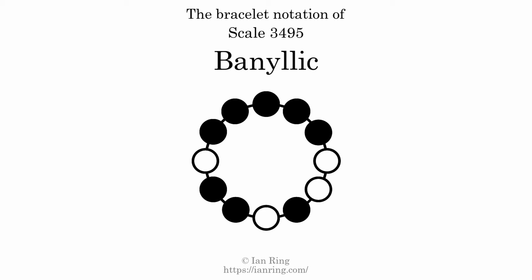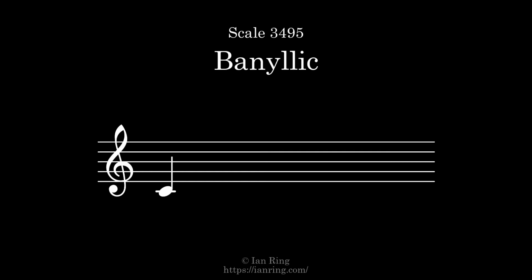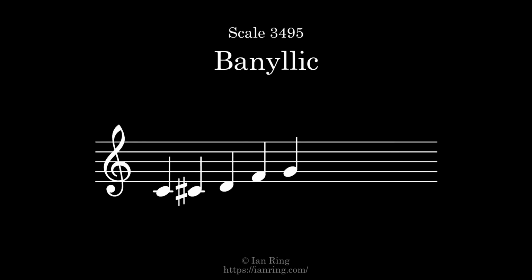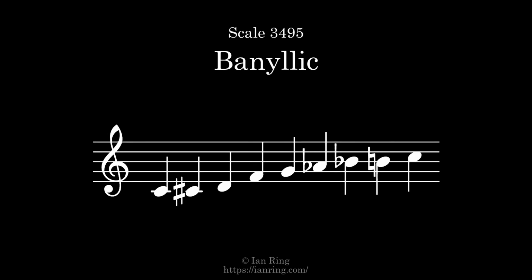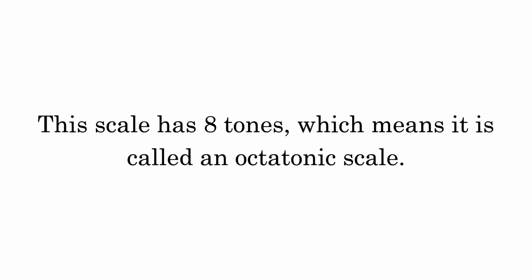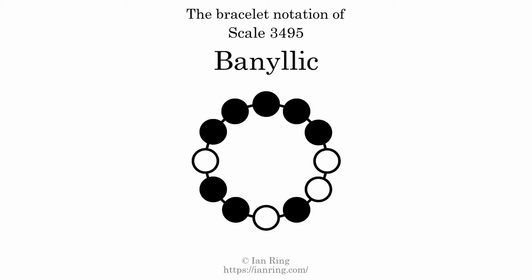3495, Banyllic, which sounds like this. This scale has 8 tones, which means it is called an octatonic scale. This is a bracelet notation diagram of scale 3495. The shaded circles represent tones that appear in the scale, and they are read clockwise, starting at the top.